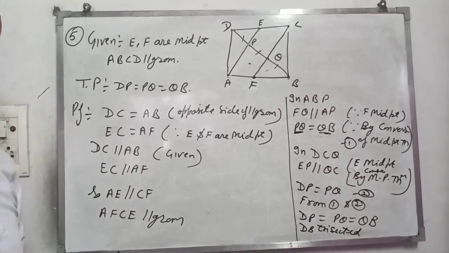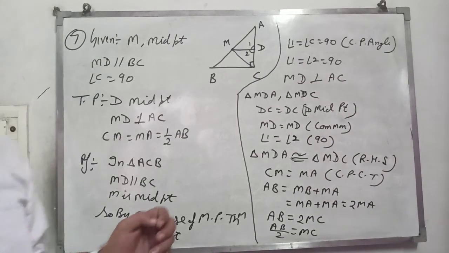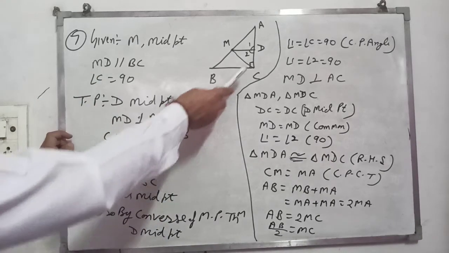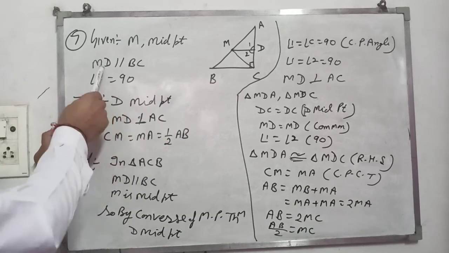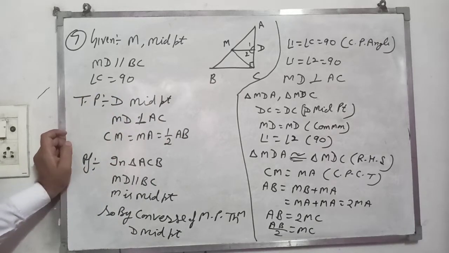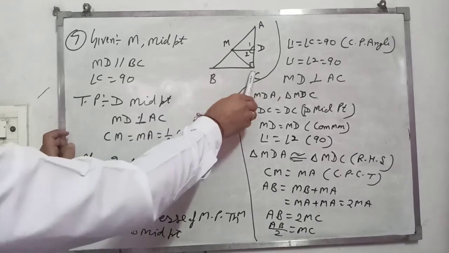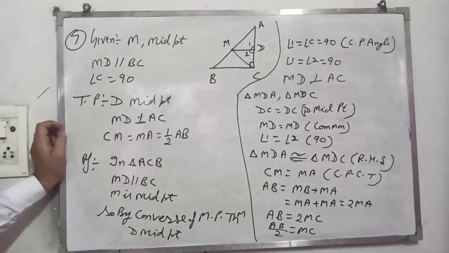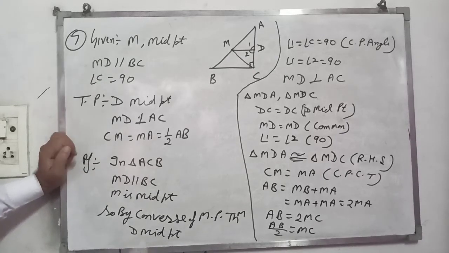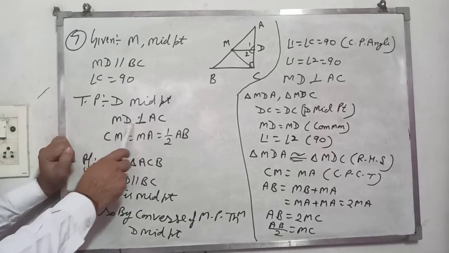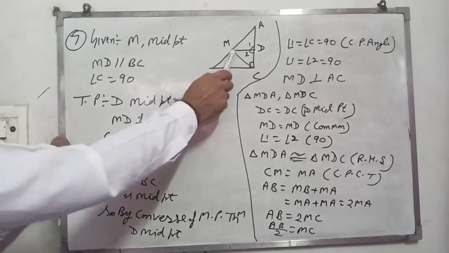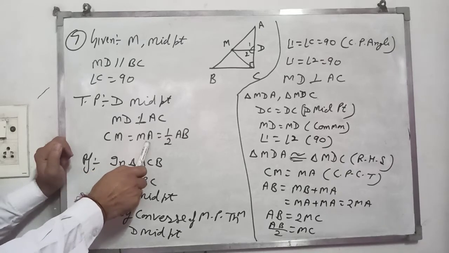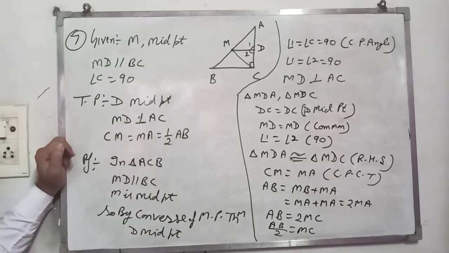Right? Now come to the next question, question number 7. In this question, ABC is a right angle triangle, right angle at C, 90 degrees at C. And MD is parallel to BC, and M is the midpoint. It's given. The figure is not given, only the statement is mentioned. So we have to prove D is the midpoint, MD is perpendicular to AC, and CM is equal to MA, equal to half of AB.